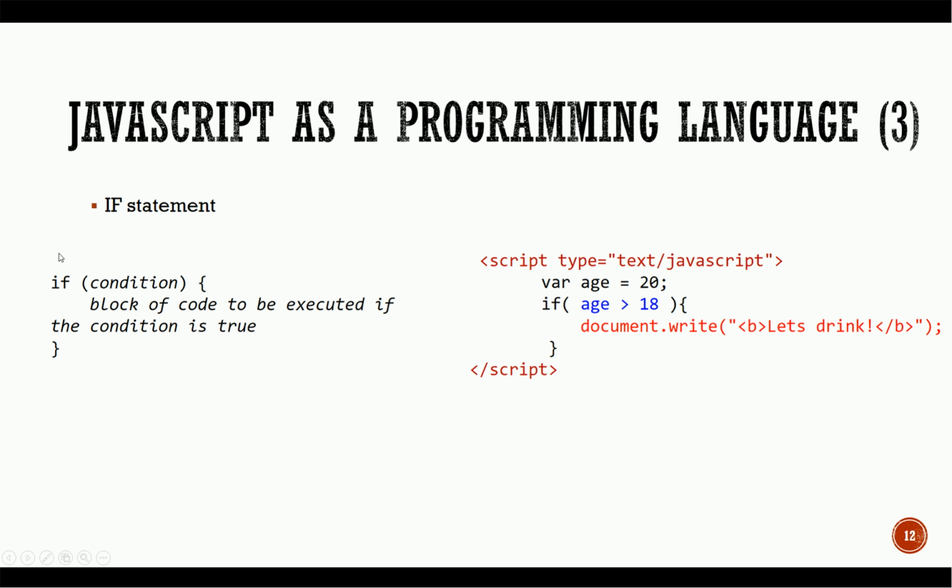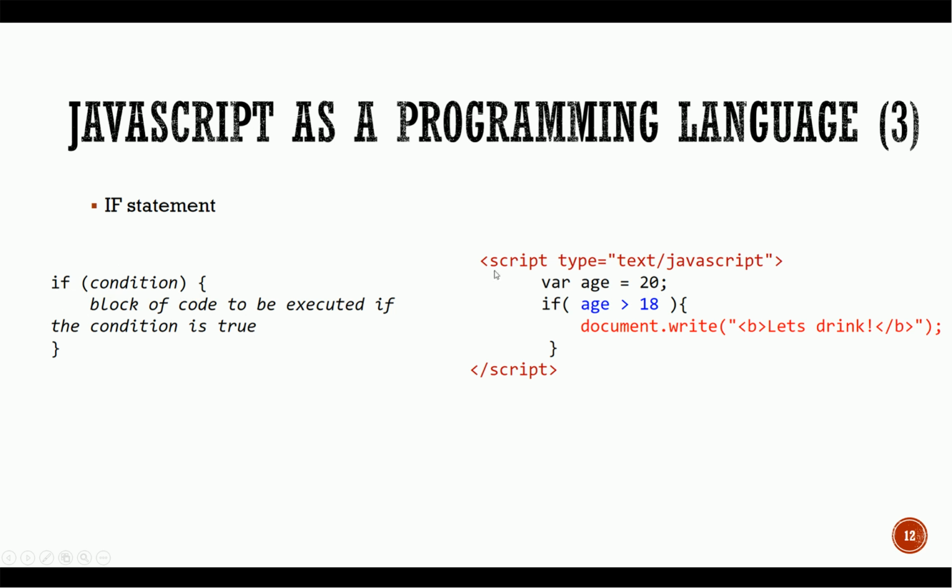The syntax appears like on the left hand side. We always start with the if keyword first, and we write a boolean expression inside two brackets. The boolean expressions are expressions that have only two values, true or false. And in case the boolean expression becomes true, the block of code inside this bracket will be executed.